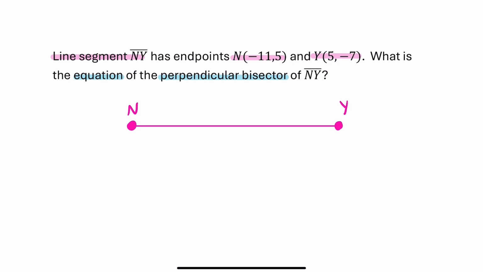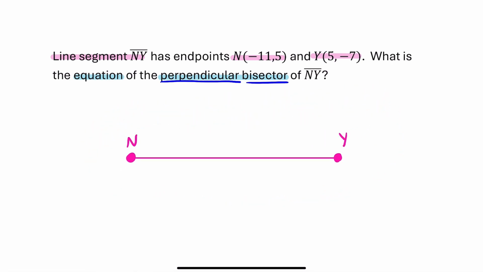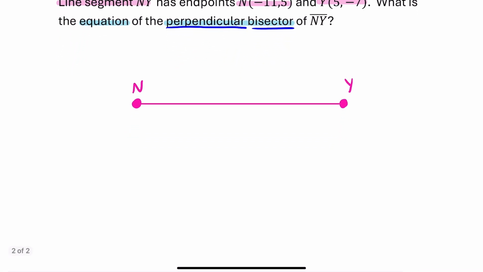The first thing you have to really understand is where this perpendicular bisector belongs in this image. So if this is NY, for example, would this be the perpendicular bisector? No, because while it looks like it may be perpendicular, it's definitely not bisecting that line segment. So you really need to think about what those two words mean. First and foremost, let's think about perpendicular.